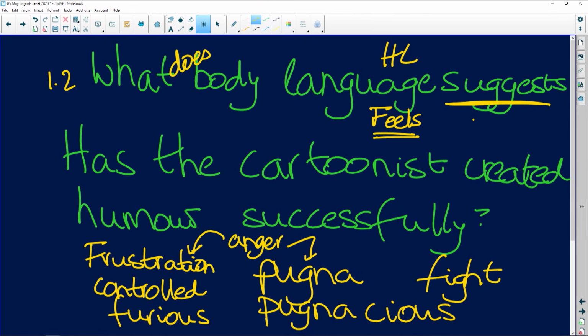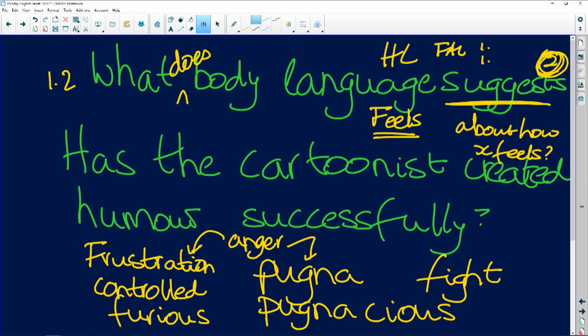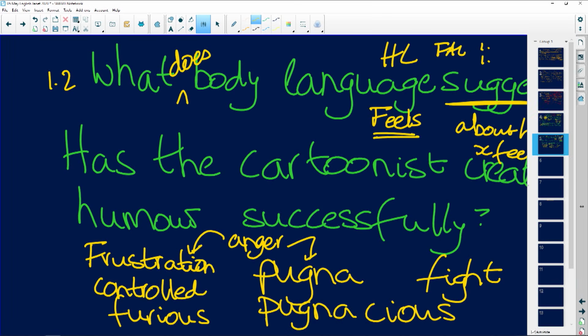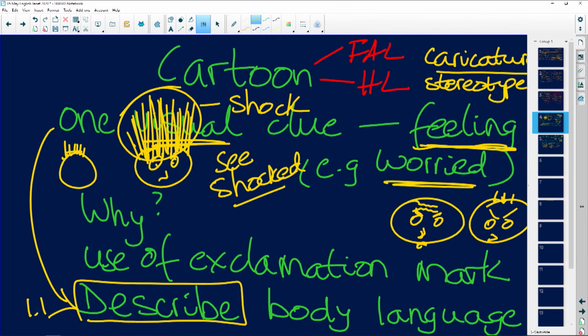Home language, you are more likely to get this as a combined question. What does the body language suggest about how the character feels? And you'd get it as 2 marks. So FAL, you very often get the scaffolded, 1.1. Home language, you get it as a combination. Right. Let's go back to what I left out in the previous slide.